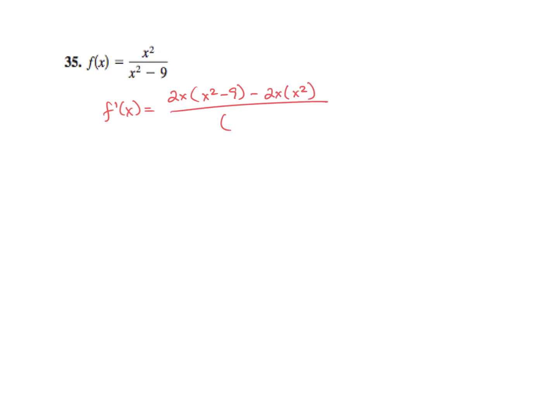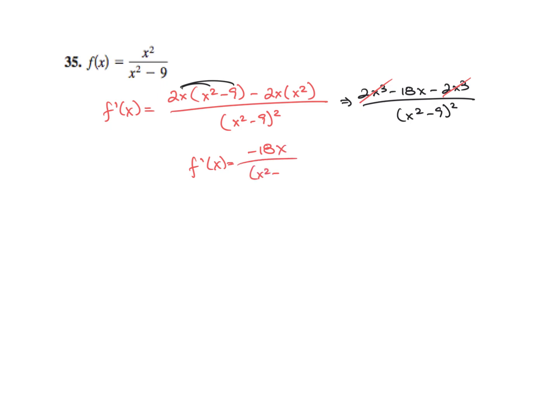All over. All right. And so when we simplify the numerator, what would I end up getting? 2x cubed minus 18x, and then minus 2x cubed. Well, that's convenient. And then what happens? The 2x cubes go bye-bye. And so now what's my f prime? Love it.